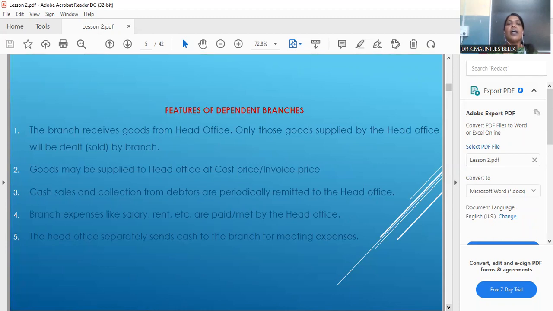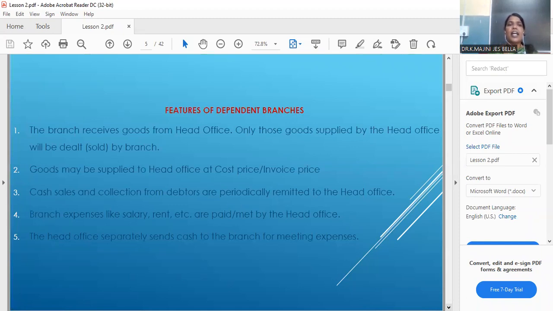Then we can see the features of dependent branches. The first feature is the branch receives goods from head office. Only those goods supplied by the head office will be dealt by the branch. The next feature is goods may be supplied to the branch at cost price or invoice price.